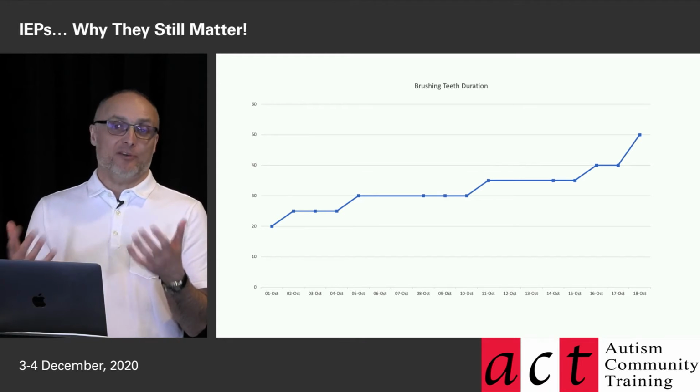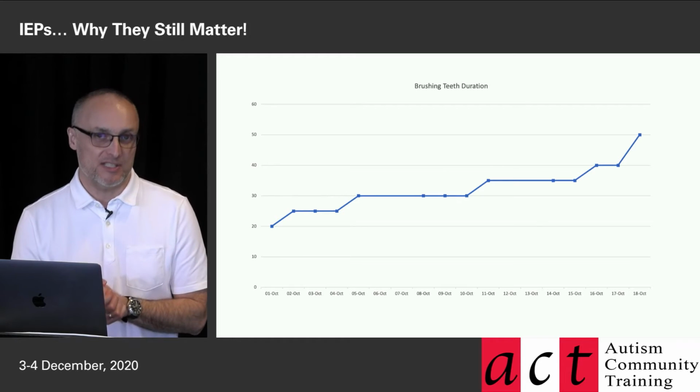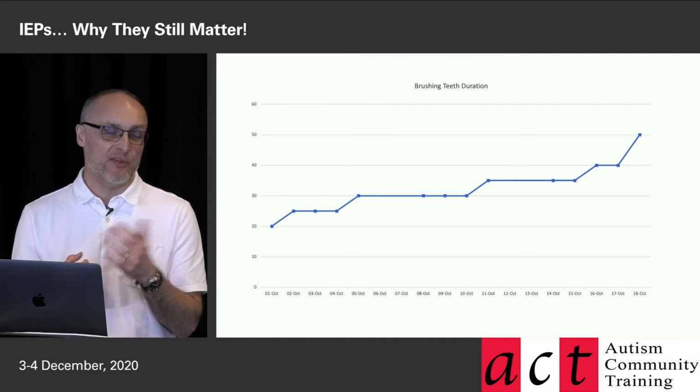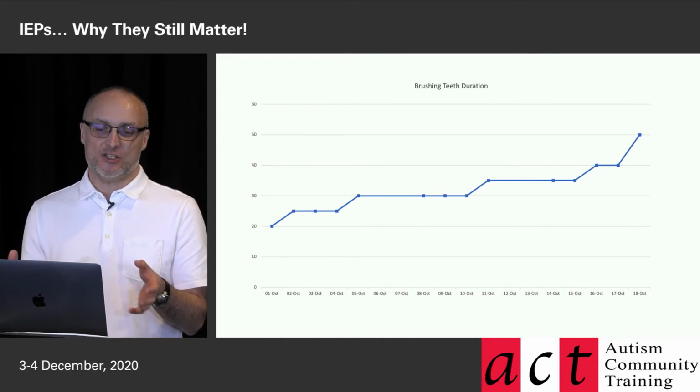But the long-term impact for him is he fought his parents tooth and nail to brush his teeth at home. And it impacted his oral hygiene, of course. It impacted his breath, which impacted his social opportunities. And so those were all reasons to teach it at school.